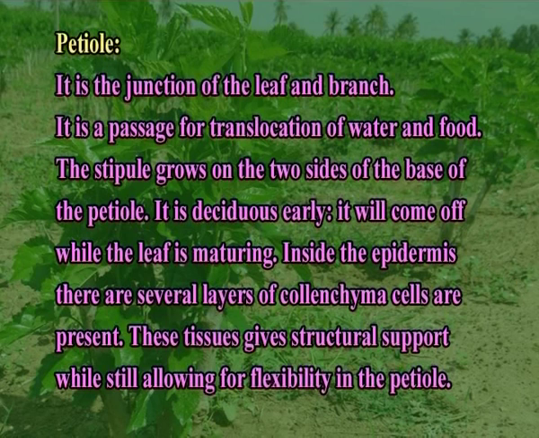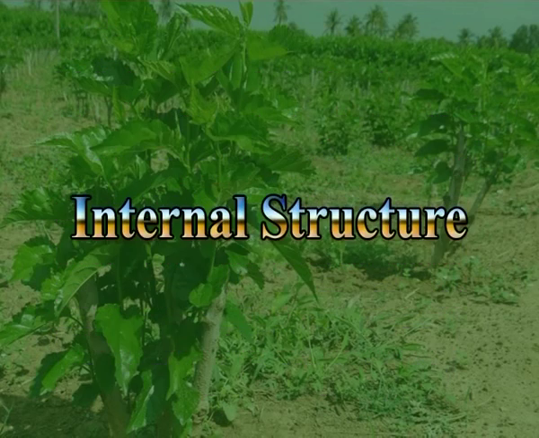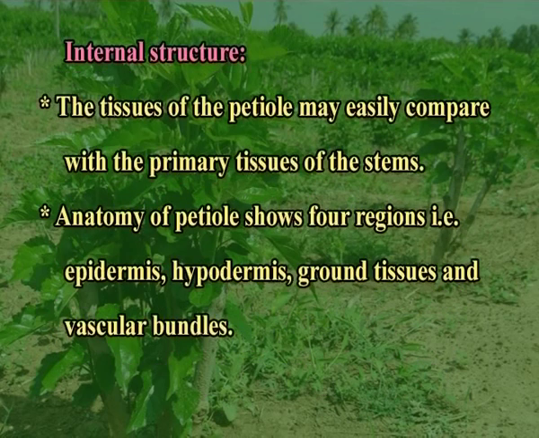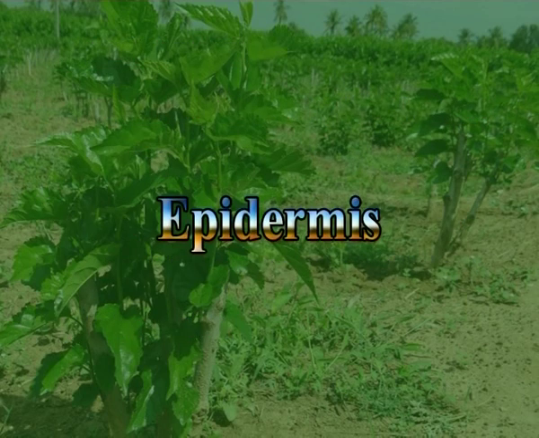Inside the epidermis, there are several layers of collenchyma cells. These tissues give structural support while still allowing for flexibility in the petiole. Internal structure: the tissues of the petiole may easily compare with the primary tissues of the stems. Anatomy of the petiole shows four regions, that is epidermis, hypodermis, ground tissues and vascular bundles.